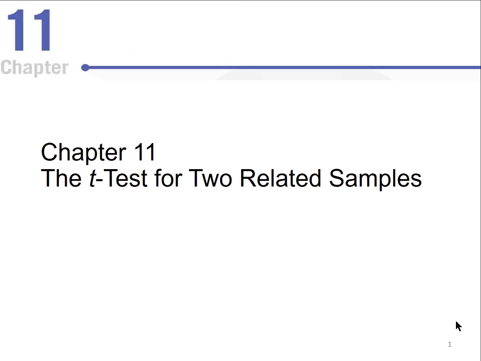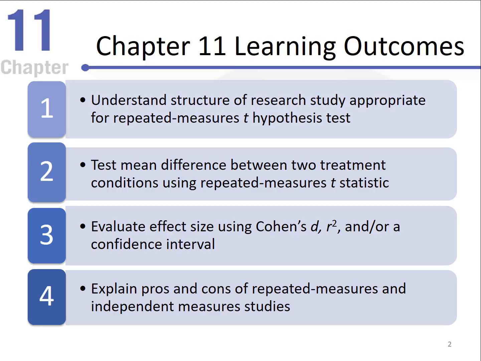Welcome back. Today we will cover Chapter 11, the t-test for two related samples. After this chapter, you will be able to understand the structure of a research study appropriate for a repeated measure t-hypothesis test, and repeated measure is just another word for correlated sample t-test.